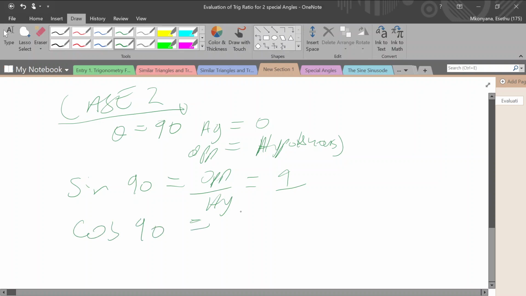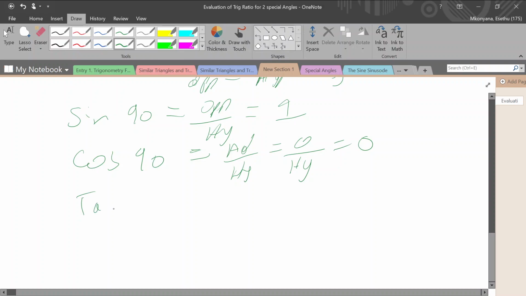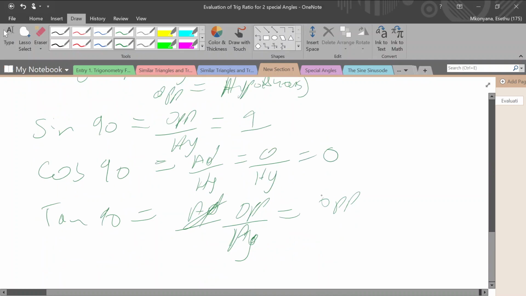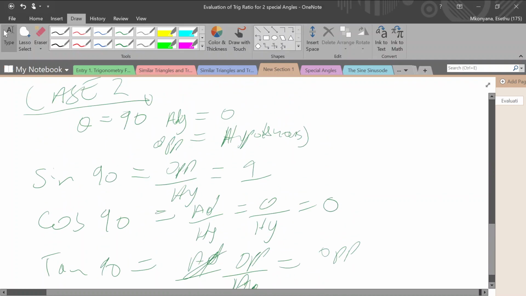And then cos of 90. Remember that the adjacent becomes 0, so this is adjacent over hypotenuse, and this becomes 0. And then we look at the tangent of 90. Tan of 90 becomes opposite over the adjacent side to the angle we're referring to. Excuse my writing, it's bad. This opposite here is a value, so you do have the opposite side, and then the adjacent is 0.